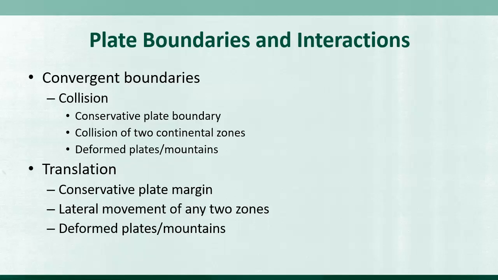Translation is another conservative plate boundary. These are areas where two plates, generally continental plates, but not always, are next to each other and moving with respect to one another, but they're not essentially colliding into one another. Instead, there's a lateral movement between the two zones. And again, that lateral movement creates a lot of deformation. It leads to the formation of mountains, to the folding, to the warping, to the faulting, and the other things that I've already mentioned. We'll get back to this idea of deformation of the crust later.